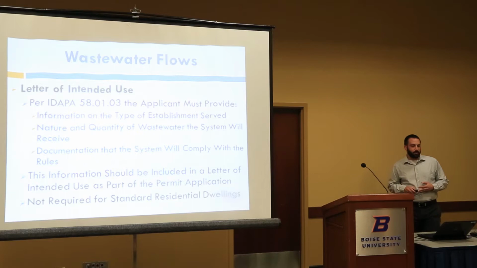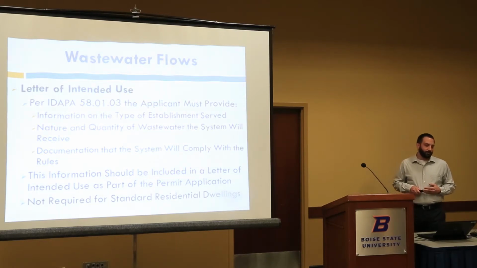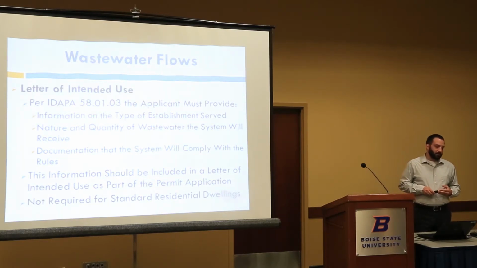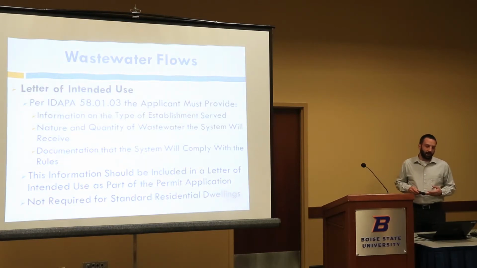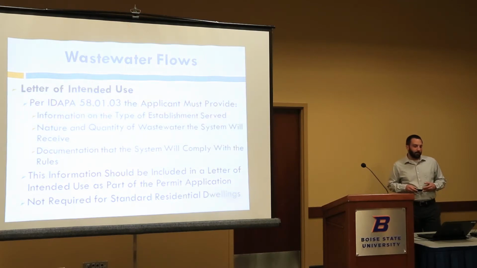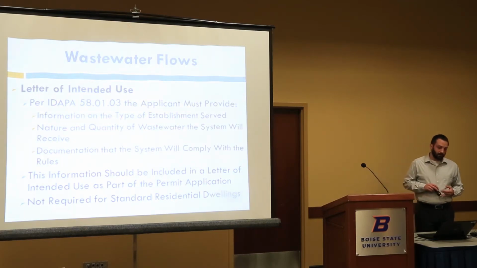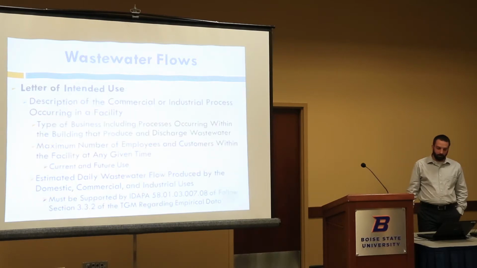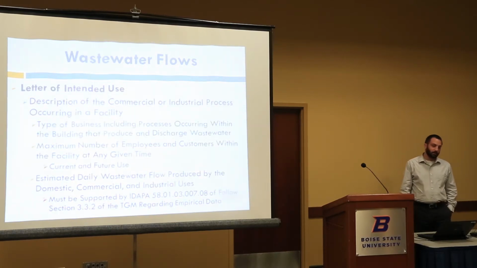All of that gets wrapped up into a pretty simple letter of intended use. With this letter, you may have some appendices that have the wastewater data if you're proposing alternative flows. So that may be something that you'll see, and we'll get into what needs to be included for that. Again, none of this is required for standard residential dwellings, so if it's just a 3-4 bedroom home, you don't have to go through this process.